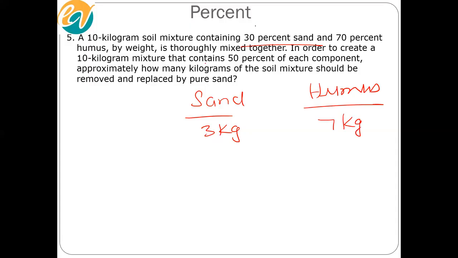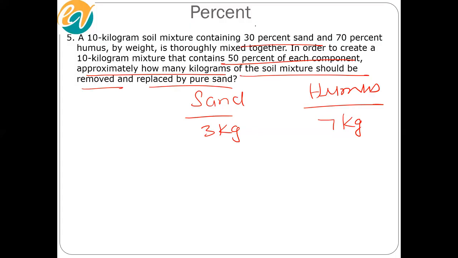Now, in order to create a 10 kg mixture that contains 50% of each component, the question is approximately how many kgs of soil mixture should be removed and replaced by pure sand. How do you approach this? Basically, sand and humus should be in equal quantities.